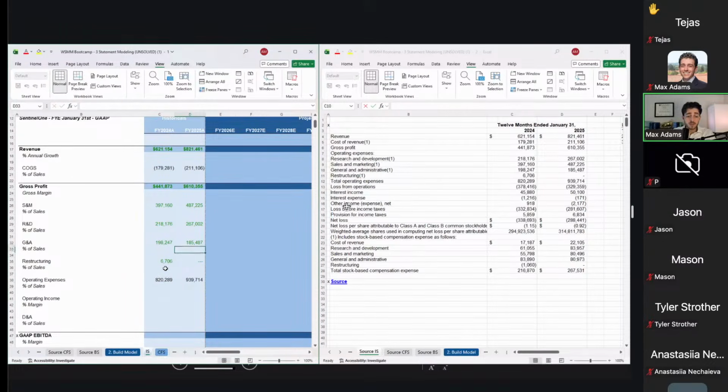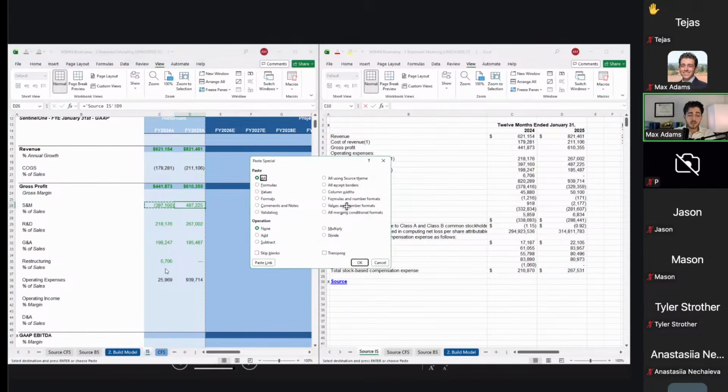The other thing that I just realized here is I've been making these expenses positive. I actually want to make them negative. And so what I'm going to do is I'm just going to go up there, insert a negative sign, and make these negative.